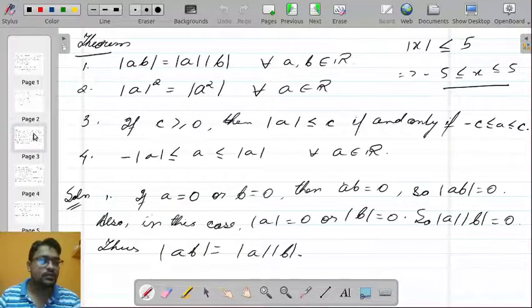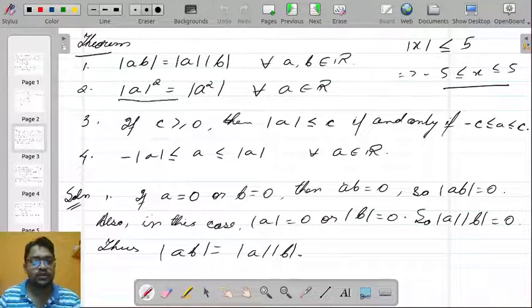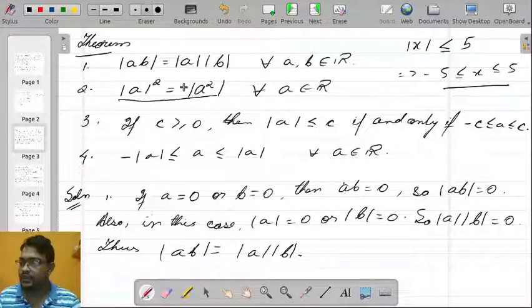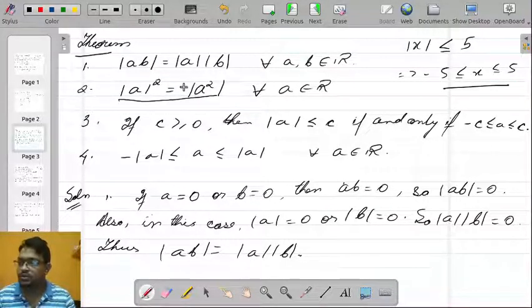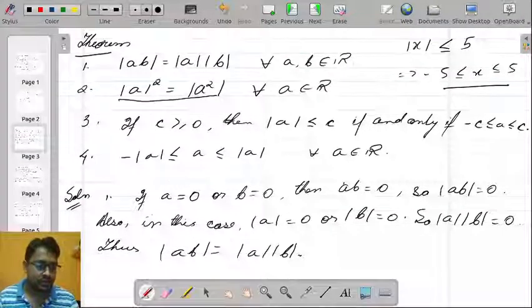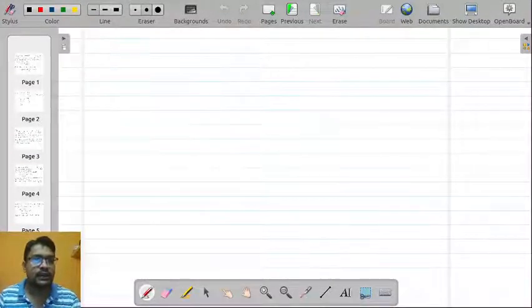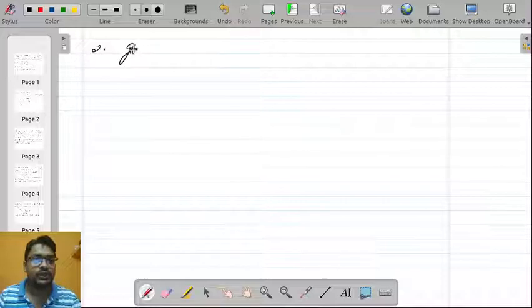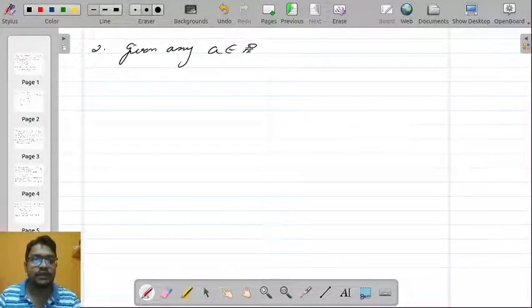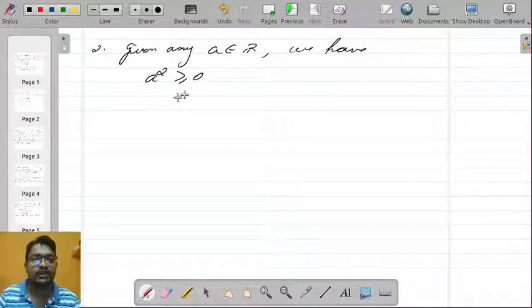Next, what is the thing? I have to show that mod A whole square is the same as mod of A square. Okay, so that also we can use this fact that number 2. So given any A inside R, we have A square is always greater than or equal to 0.